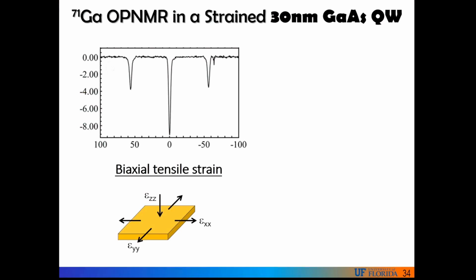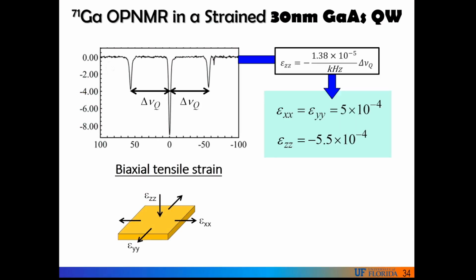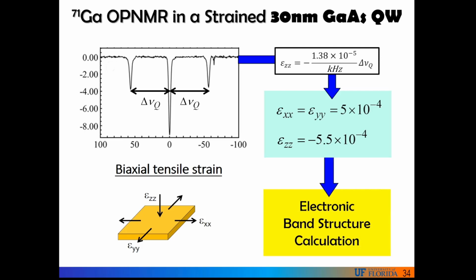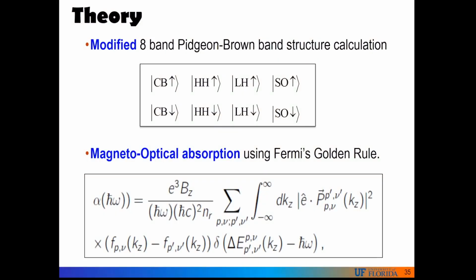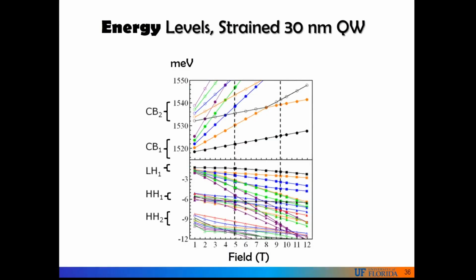The nice thing is from our NMR strain gauge, we can infer the strain in the observed region of the sample, and convert that to a strain on the order of 5 times 10 to the minus 4. This strain can then be put into the electronic band structure calculation. And the Stanton group does this 8-band Pigeon-Brown model where they calculate the absorption. I'm going to have to go a little fast through this.